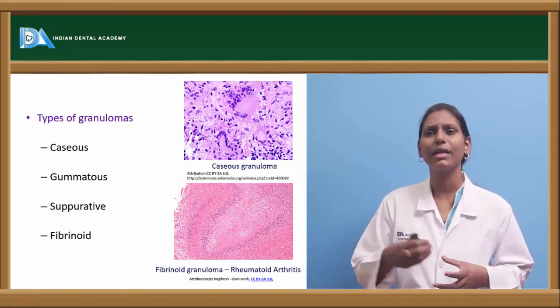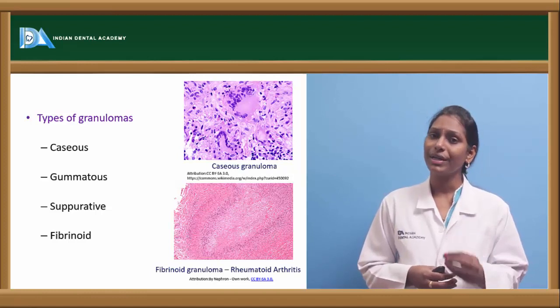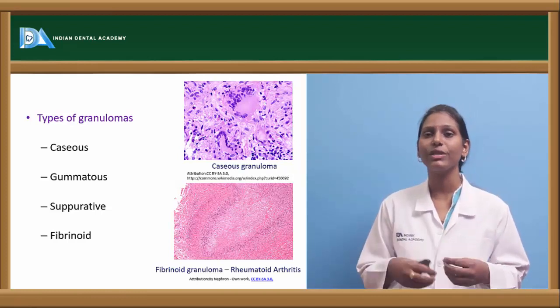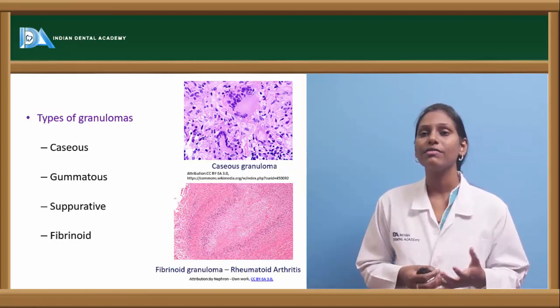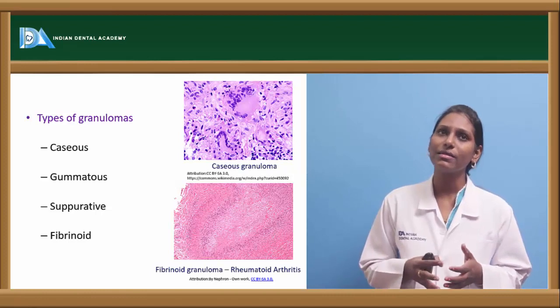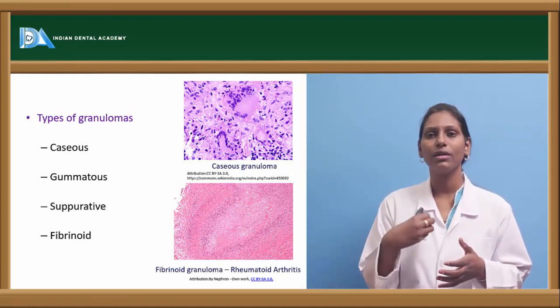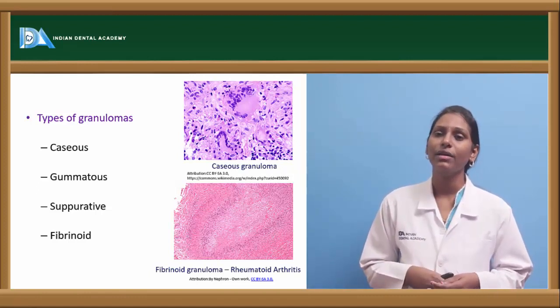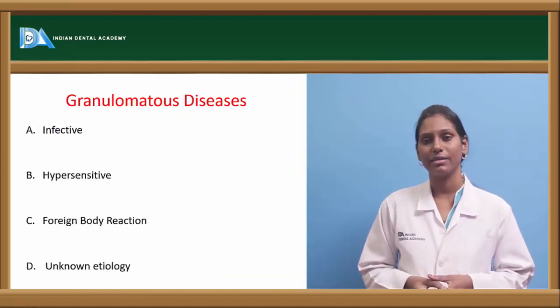We again have another type of granuloma called the fibrinoid granuloma. This fibrinoid granuloma usually is because of a hypersensitivity reaction. It is a reaction because of a hypersensitivity condition, and it's actually a reaction to an external stimulus. These fibrinoid granulomas are commonly seen in cases of rheumatoid arthritis, rheumatic fever, etc.